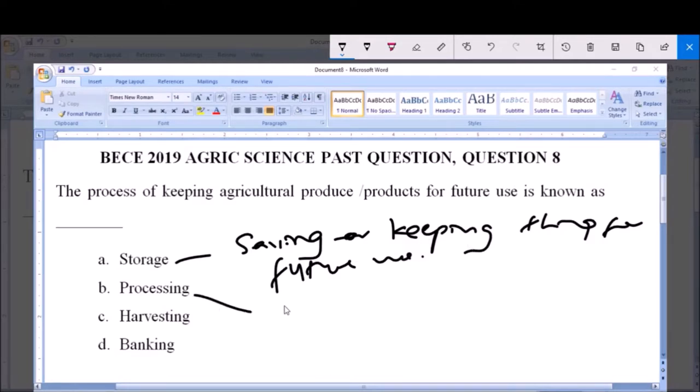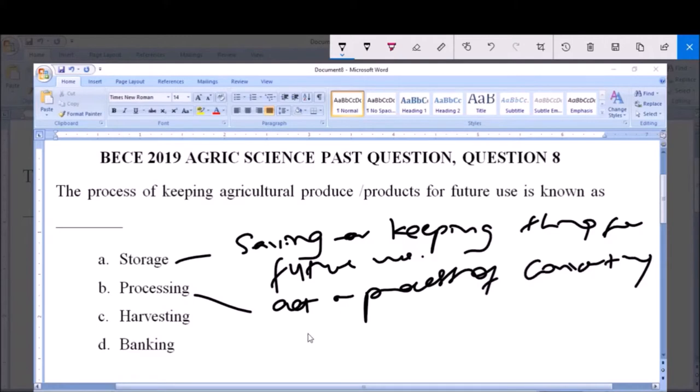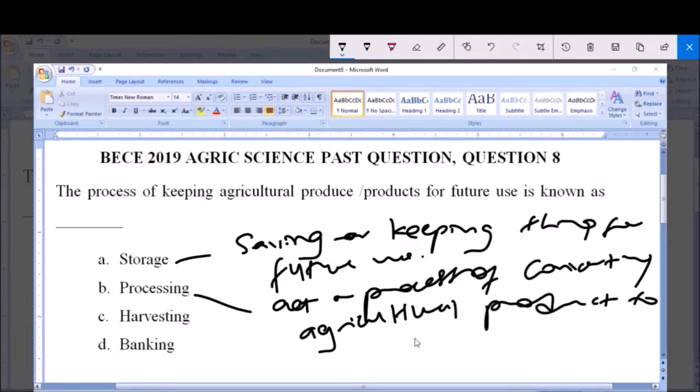B here says processing. Processing simply means the act or the process of converting agricultural products to different forms. That's processing. An example is your cocoa. You convert cocoa to beverage. Beverage is like your Milo. That's processing.